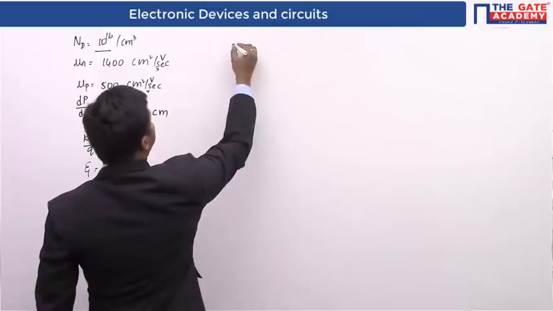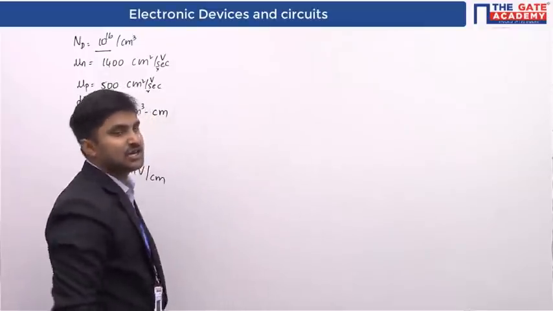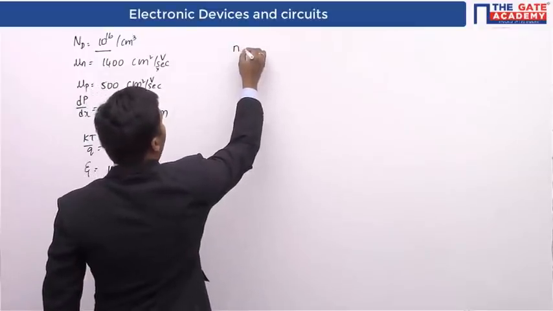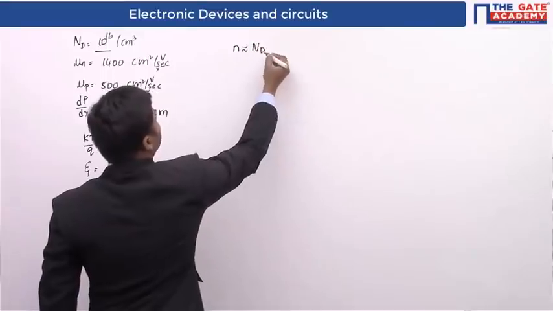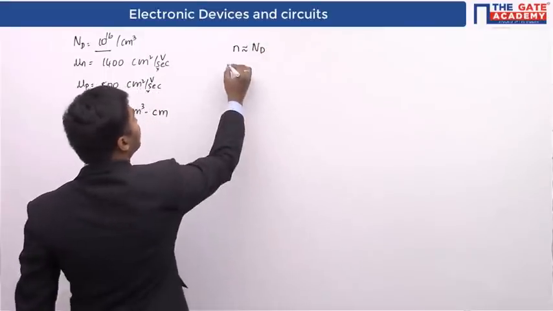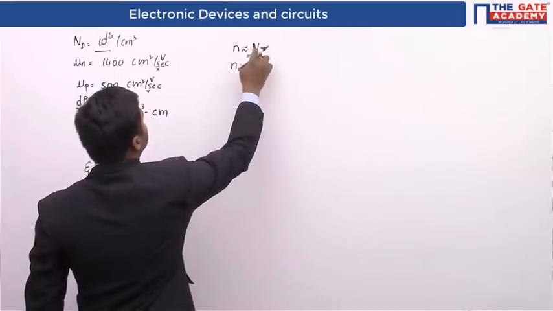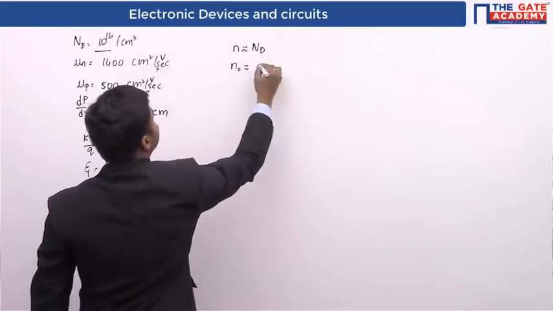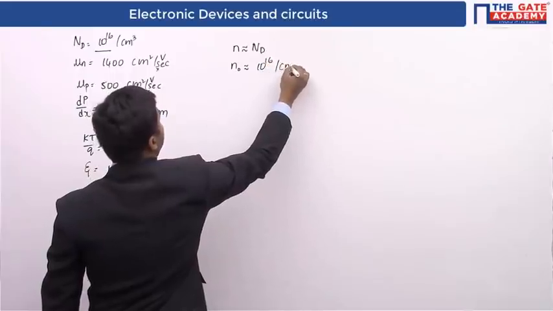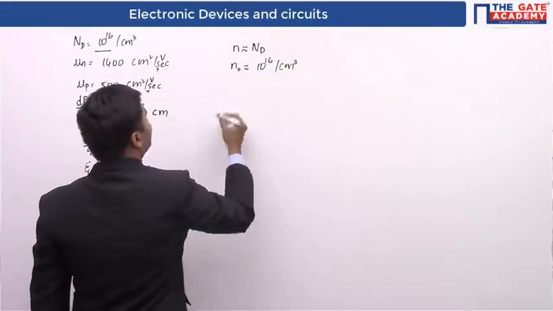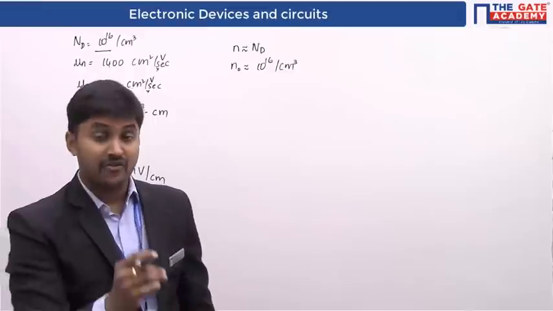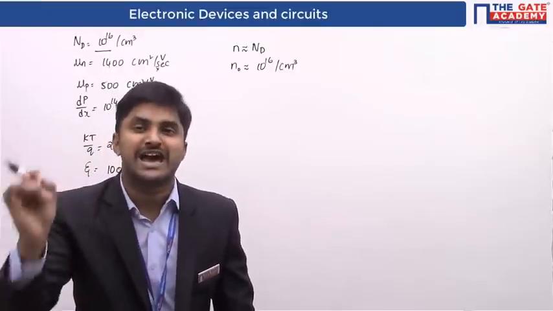We have already seen that using the charge neutrality condition, the value of the electrons is almost equal to the value of Nd. Okay, so this will be the thermal equilibrium value. The value of n0 under thermal equilibrium is almost equal to the value of Nd, which is 10 power 16 per centimeter cube.